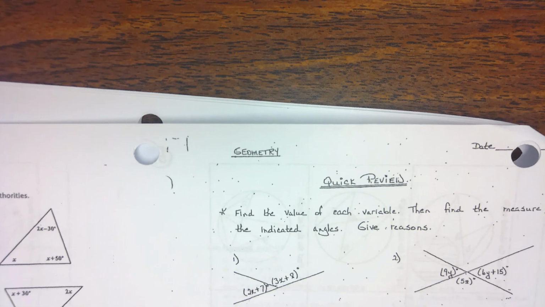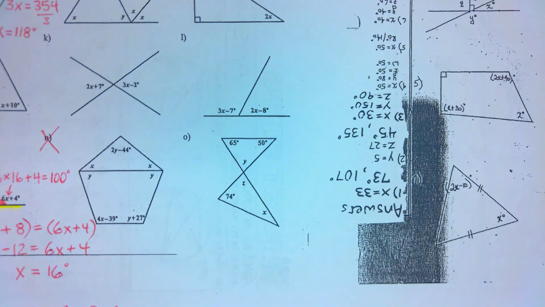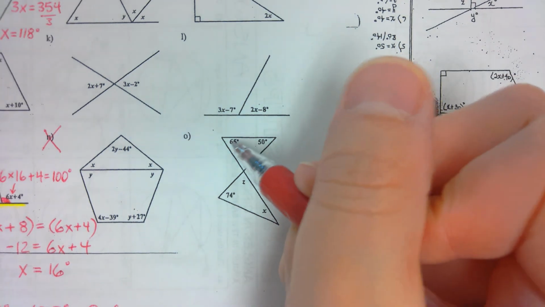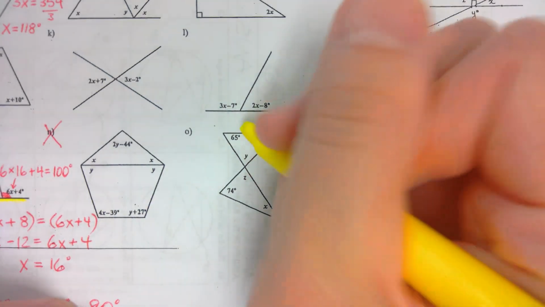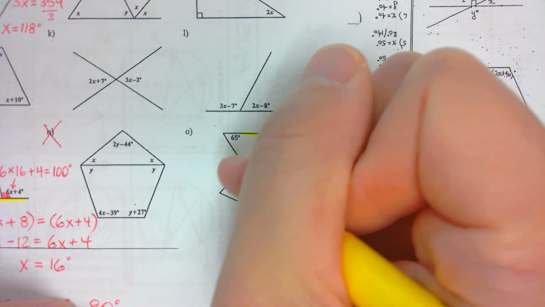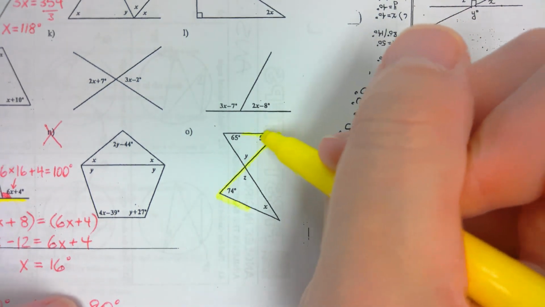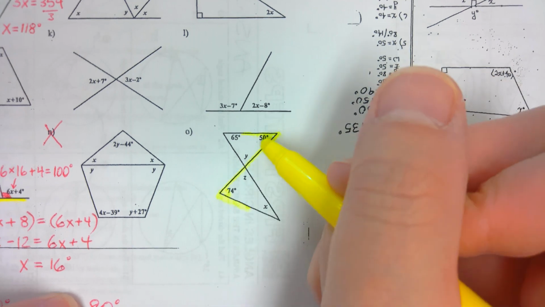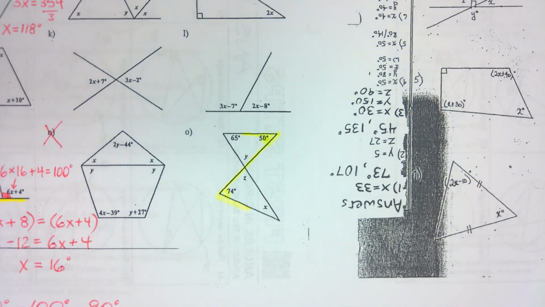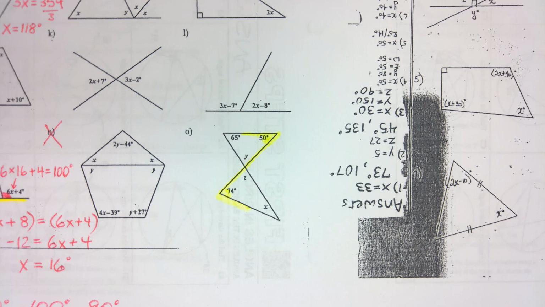Oh, sorry. Let me go back to here. Just one quick question here. I see a Z pattern right here. But how come this angle is not equal to this angle? Why is this 50 and this 74? I thought in a Z pattern, those two angles are equal.